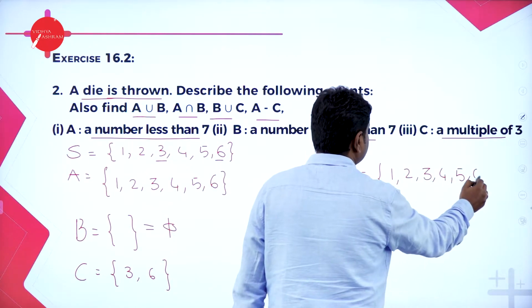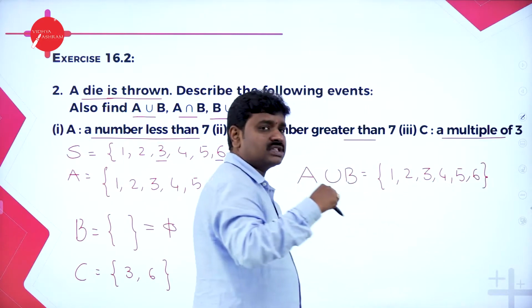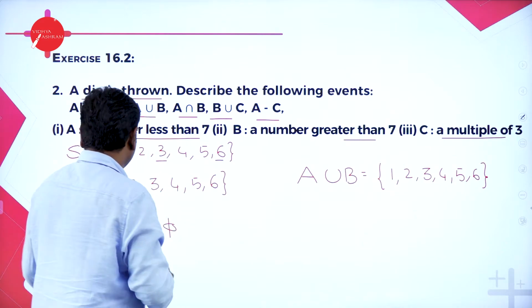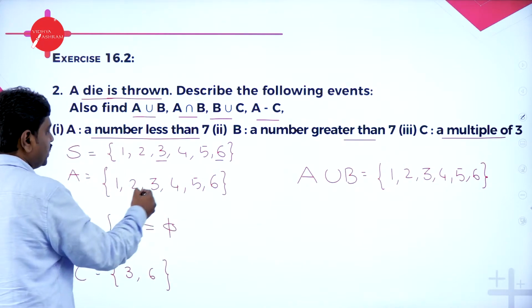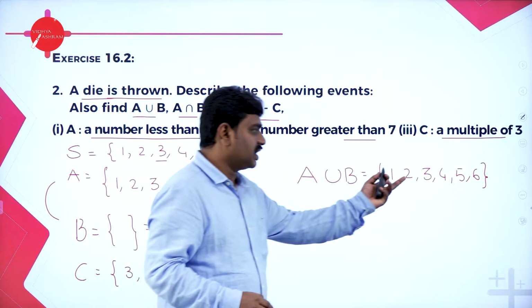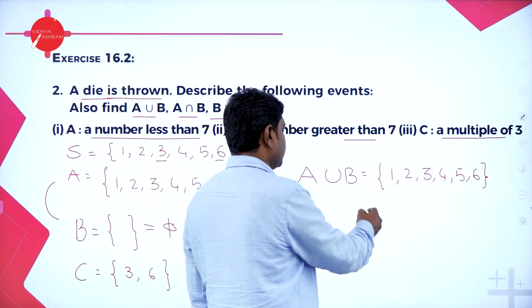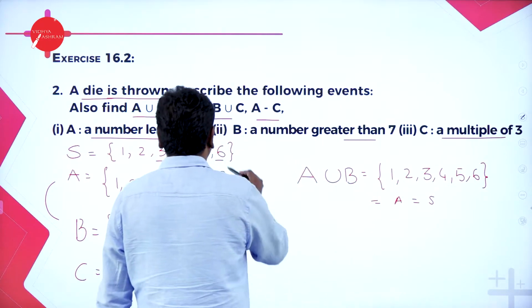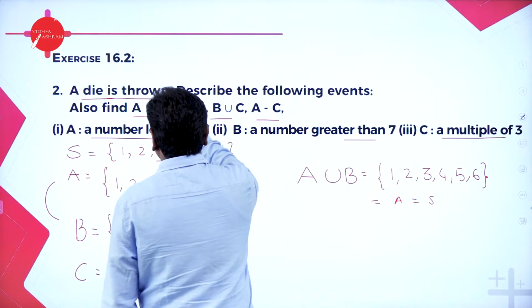A set's union with a subset is always the set itself. The null set is a subset. So if I combine A and B, I'll get A. So it is the same as A, or S. We can also say this is equal to A, or this is also the same as S. Then we are done with A union B.